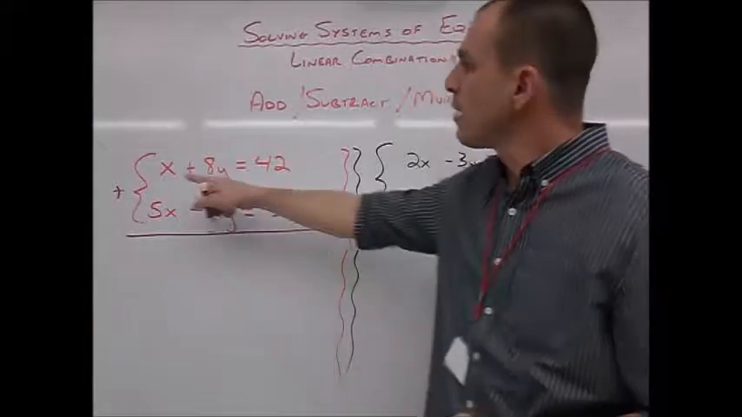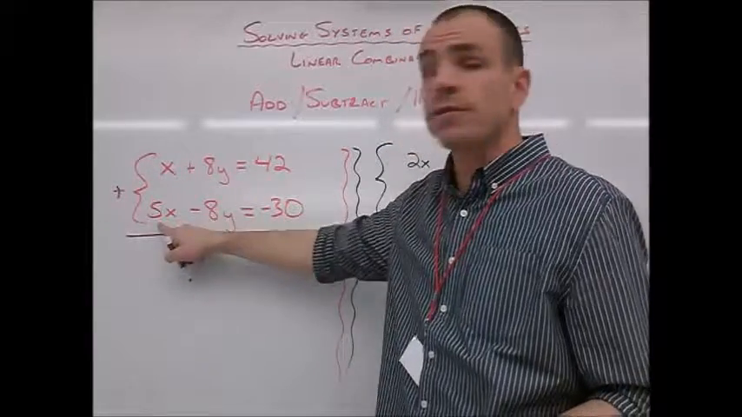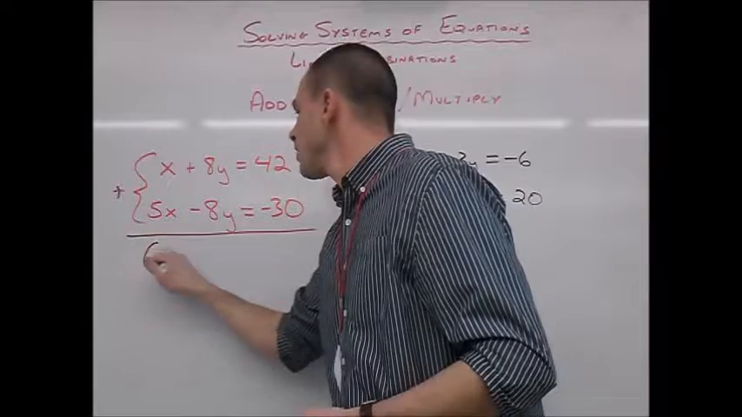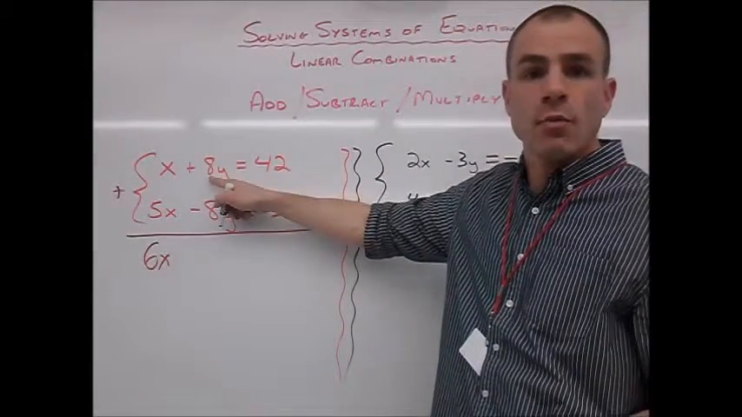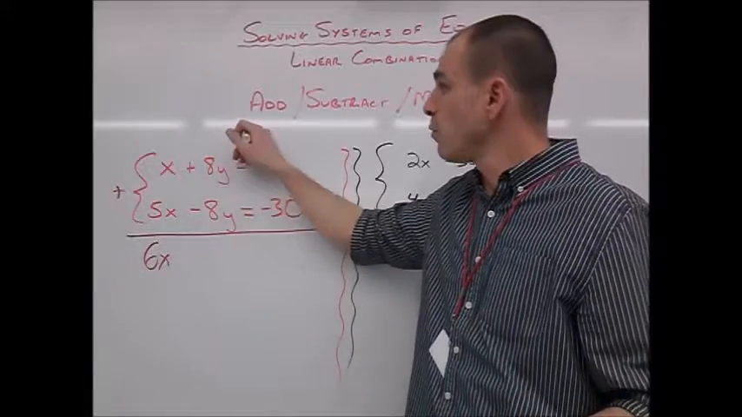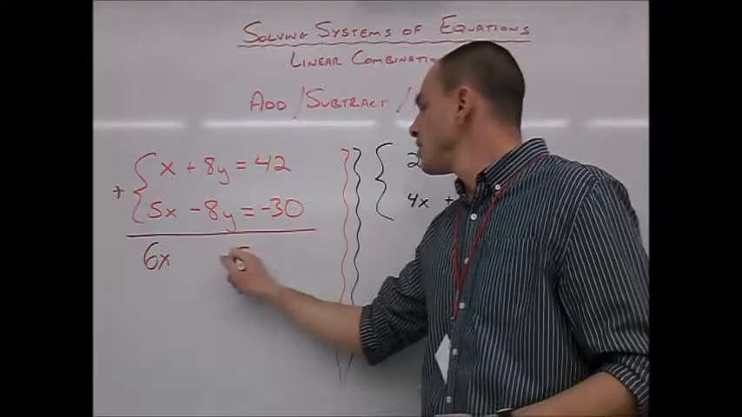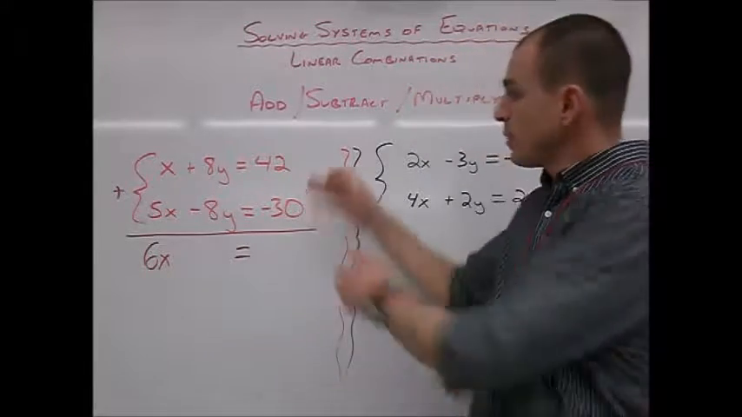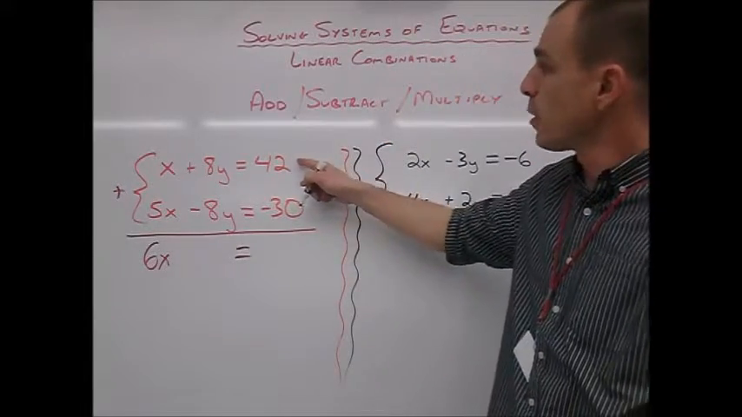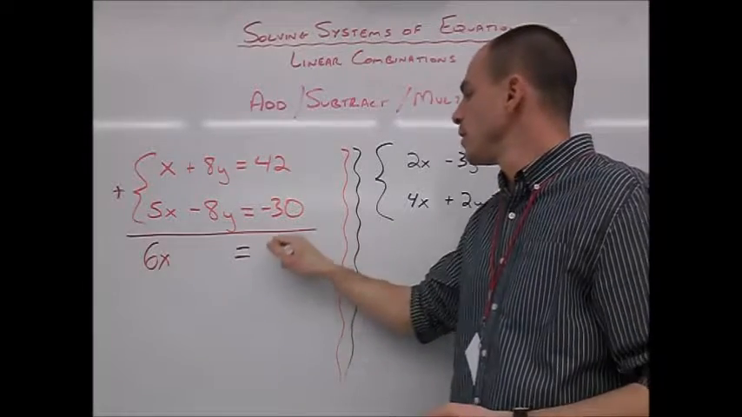So let's do this. We have x, which is really 1x. We don't have the 1 right there. So x plus 5x, 1 plus 5 is 6. So this will be equal to 6x. And as we said, 8y plus negative 8y is equal to 0. So they will wipe each other out. They are gone, and now we just need to keep our equal sign, and then we have to add the right side, because whatever we do to the left side, we want to do to the right side. So we have 42 plus the opposite of 30. That's going to come out to be 12.